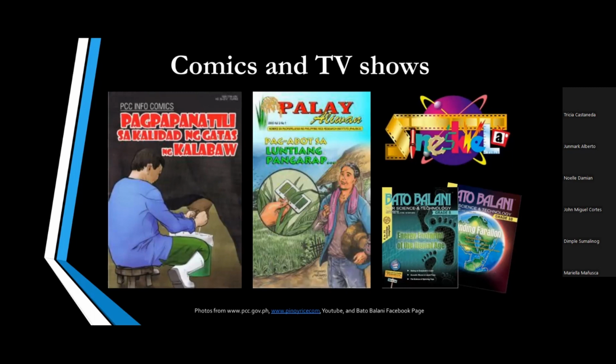Pag binasa yan ng farmer, may kwento yan, but within the kwento, madalas nandun yung extension worker from PCC sa loob ng comics, character siya doon, and dinidiscuss niya somehow yung medyo may pagka-technical din na aspect kung paano ginagawa itong pagpapanatili ng kalidad ng gatas ng kalabaw. Okay? Ganun yun.